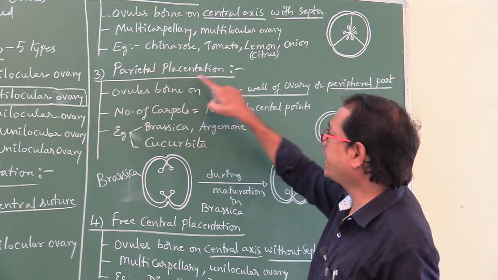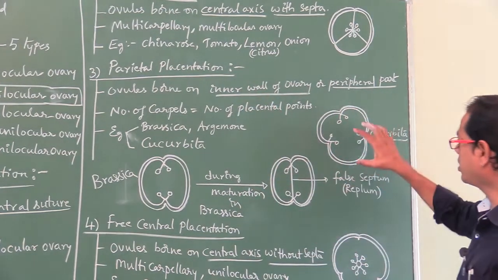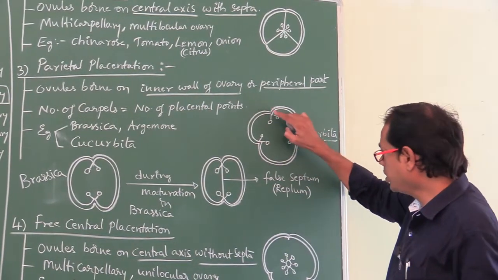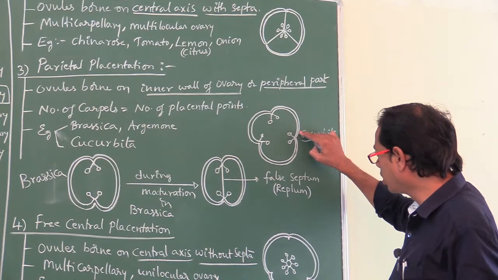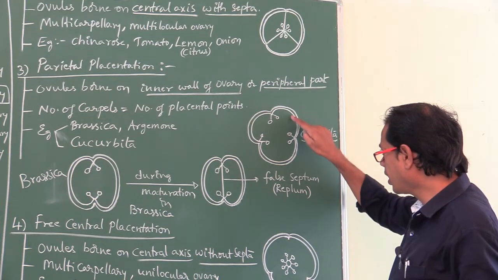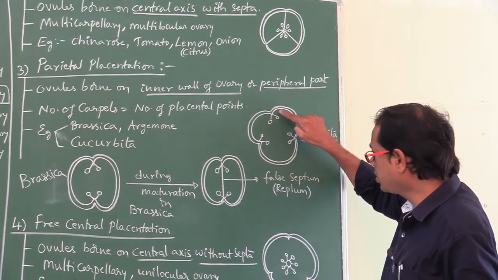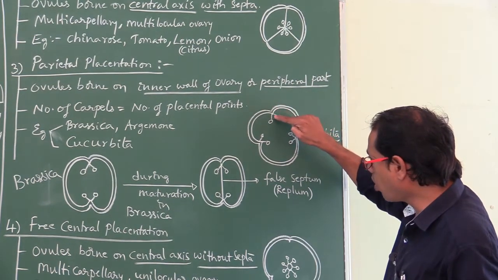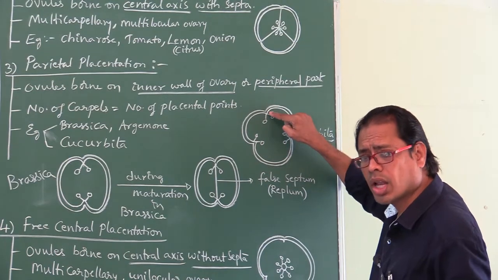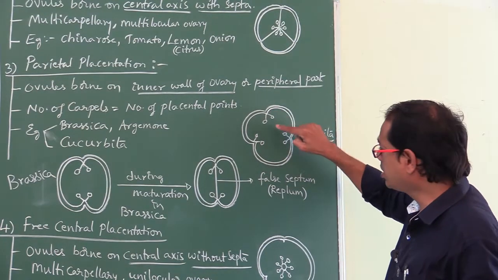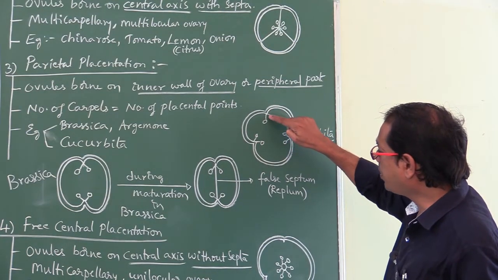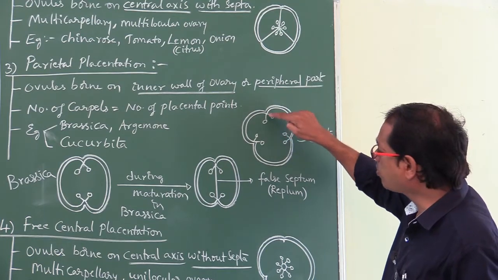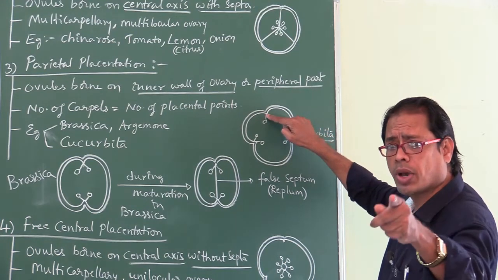Next, parietal placentation. Now this is the diagram. This is the outer wall. This is the inner wall. So the ovules are borne on the inner wall of the ovary. This is the central part. This is the peripheral part. The ovules are borne on the peripheral part of the ovary.